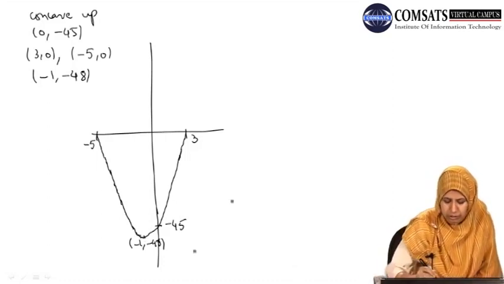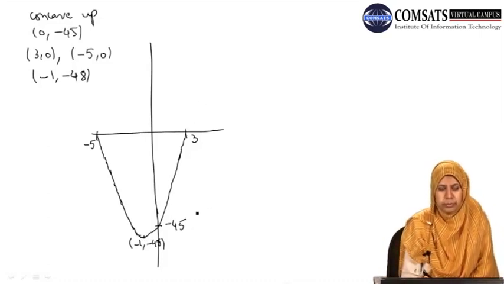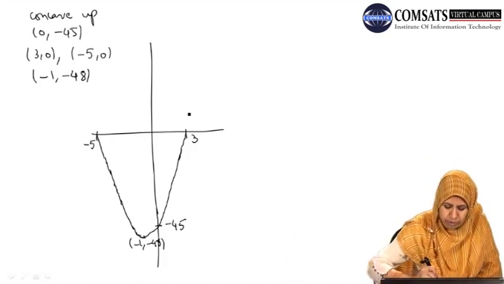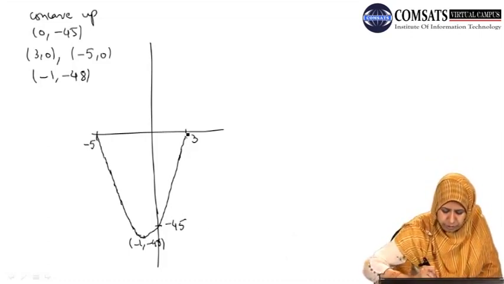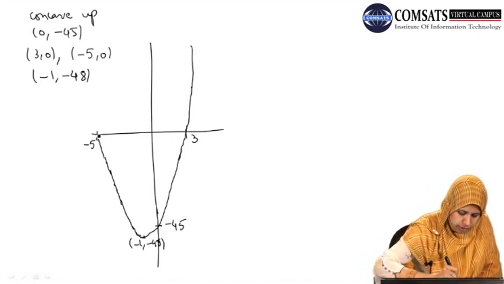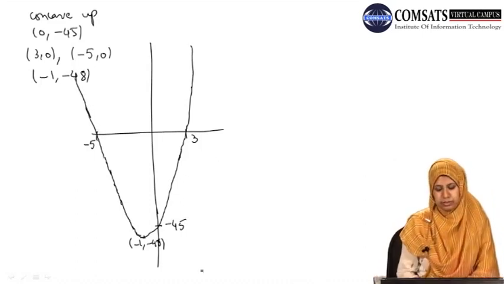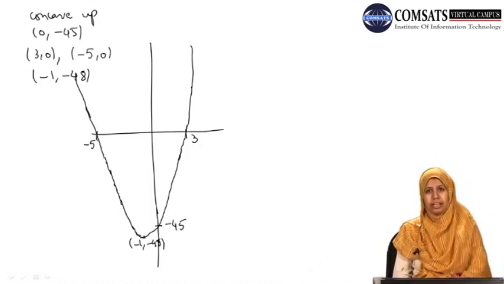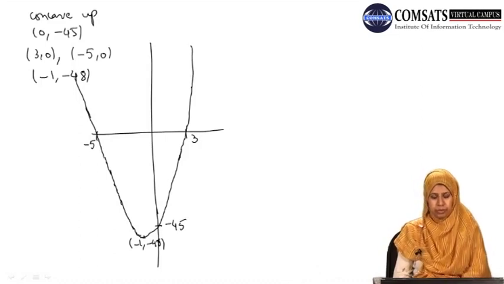Since the given graph will be concave up, which means it opens upward, we extend this line like this and extend this line like this. This is not a good sketch, but we can have an idea of what type of parabola it will be, or how the parabola will look.